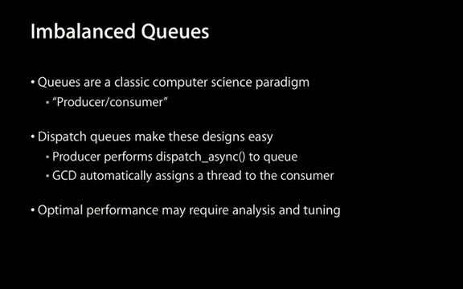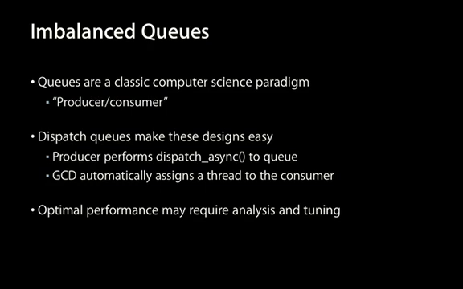Similarly, let's talk about imbalanced queues. Queues are a classic computer science paradigm. They're producer, consumer. That's another popular way of describing them. And dispatch queues make these designs easy. We're doing the work for you. The producer does a dispatch async, and GCD automatically assigns a thread to the consumer, and that does the consumption and ultimately calls your work blocks.